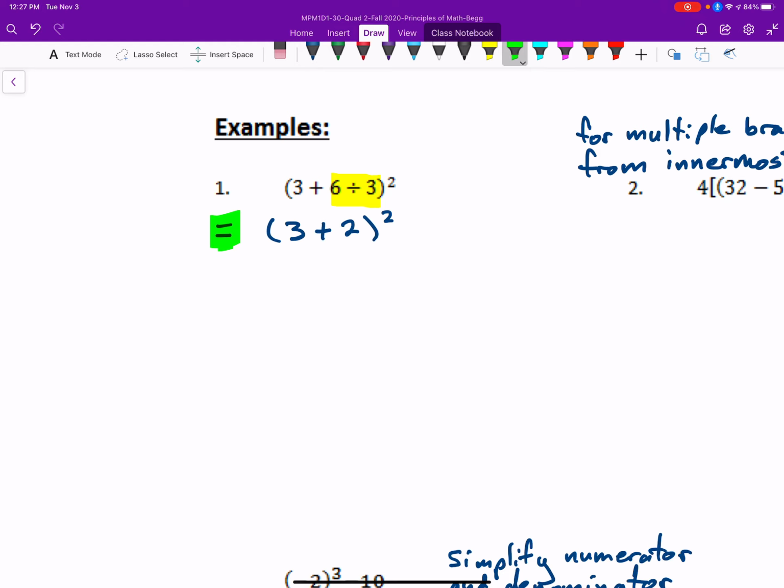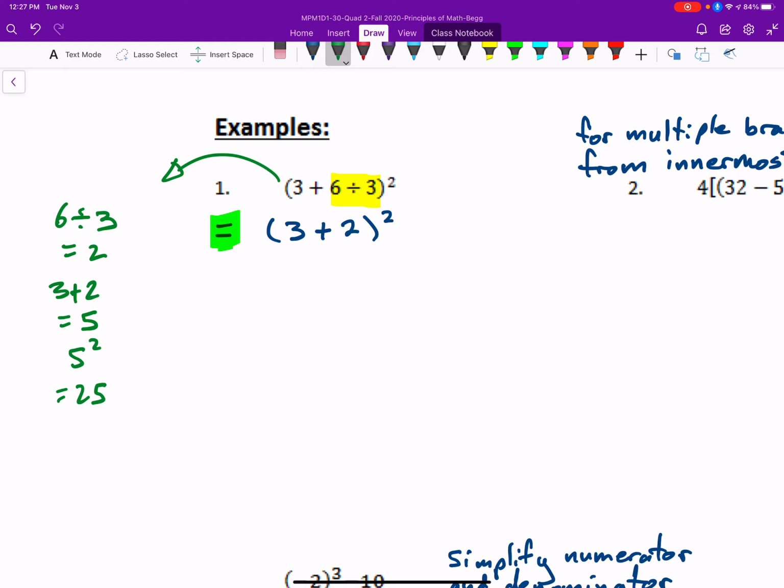Some people, I find, have a tendency to want to just write down the part they're working on. So sometimes I'm going to write over here what not to do. I'll see people look at this question, they'll go, oh, okay, 6 divided by 3 is 2. And then they'll go, 3 plus 2 is 5. And 5 squared is 25. There's nothing wrong with those math operations. In fact, it's great that you know all those math operations.